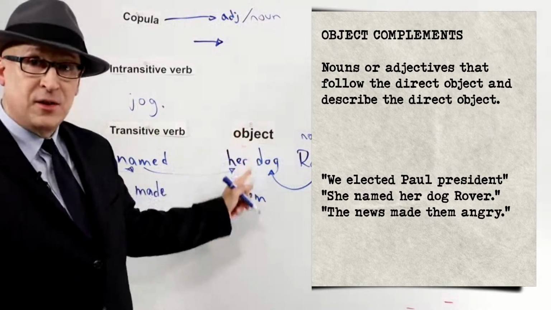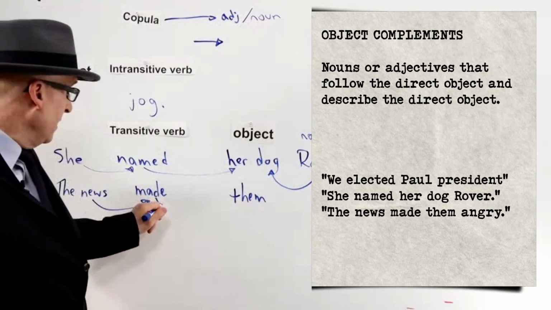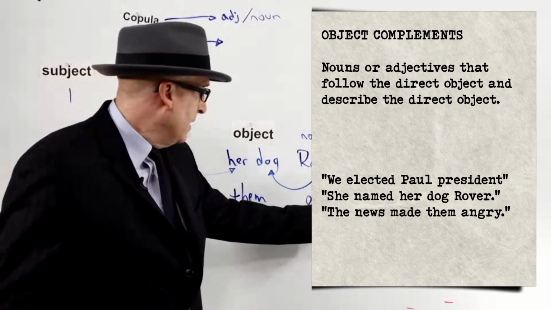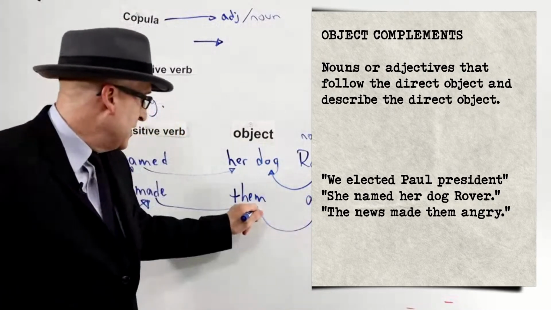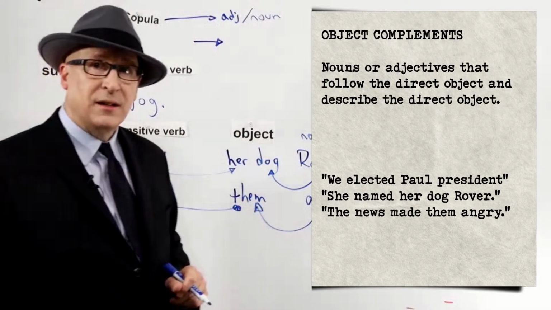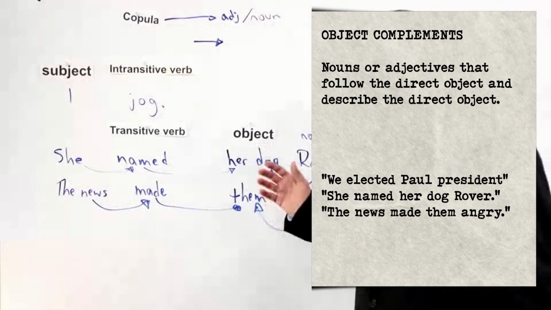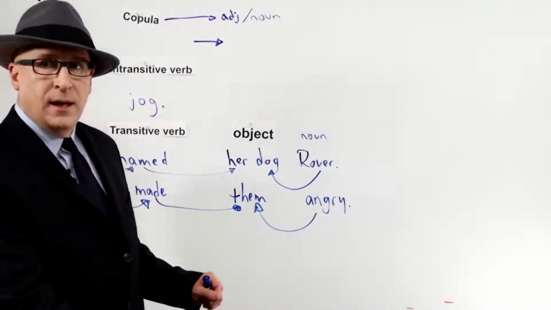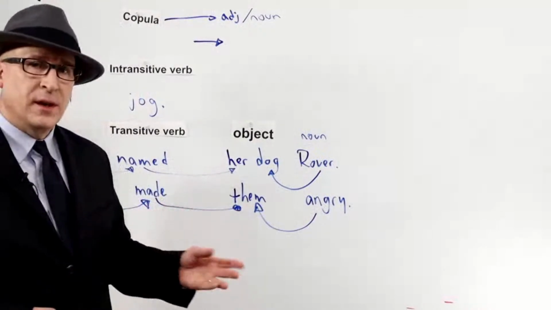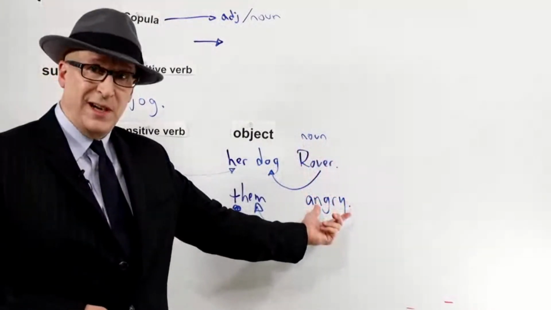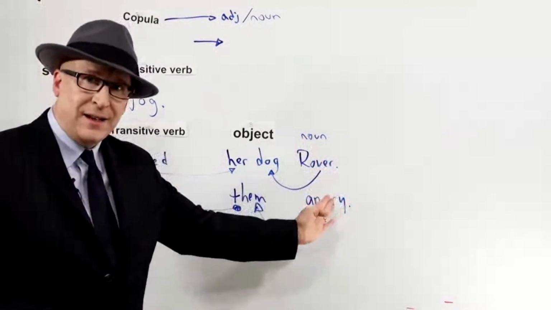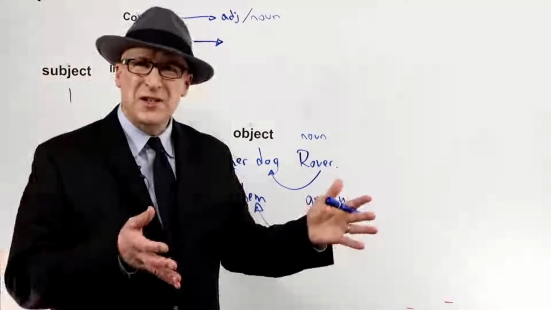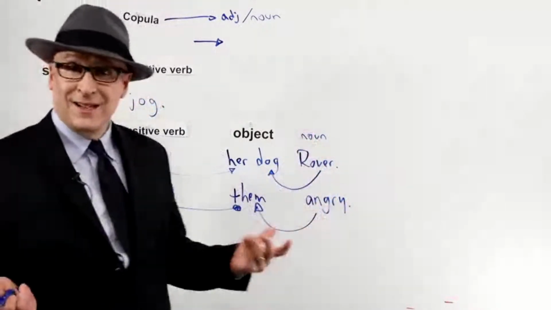Them is a noun, so them is your direct object. The news made them. And then after this we have angry, which is an adjective. And the adjective is describing that object. So these are called object complements. Let me just clear this. And this idea of complement is really important. It just means that this is a piece of speech, a word or two or three, that finishes the meaning of this object. Complement just means finish the meaning. Without it, it doesn't make sense.